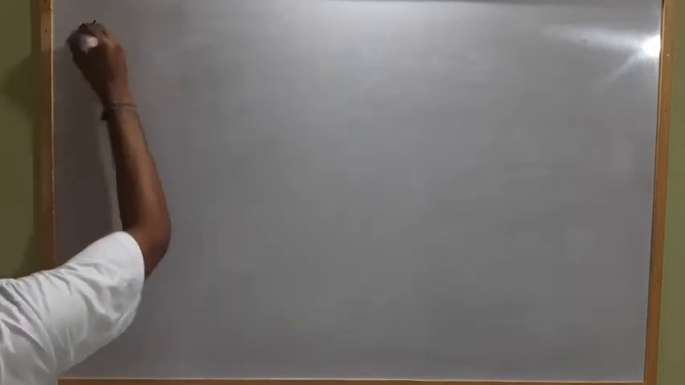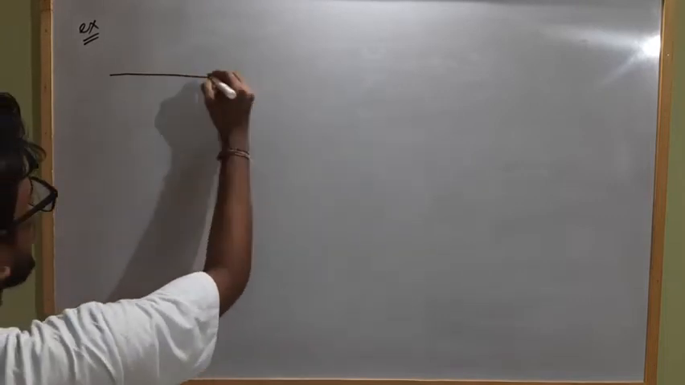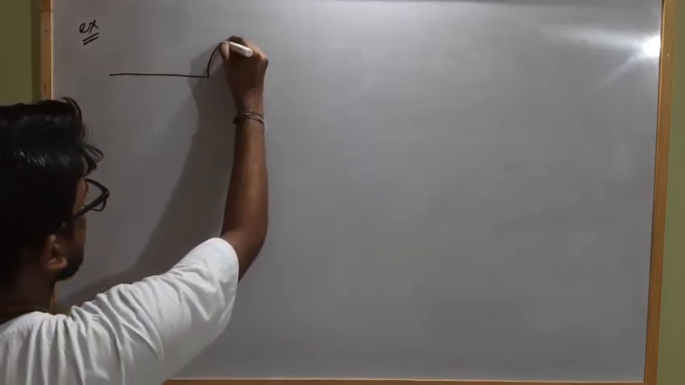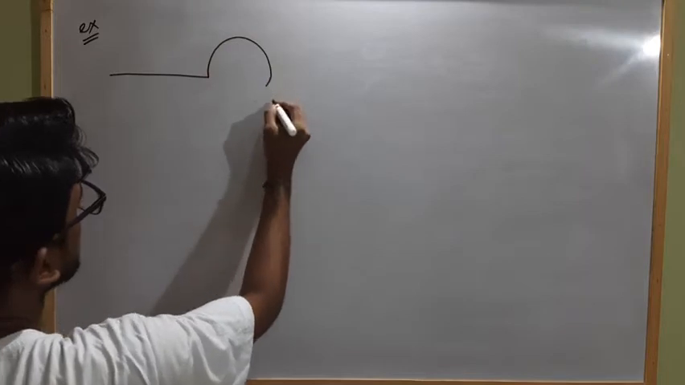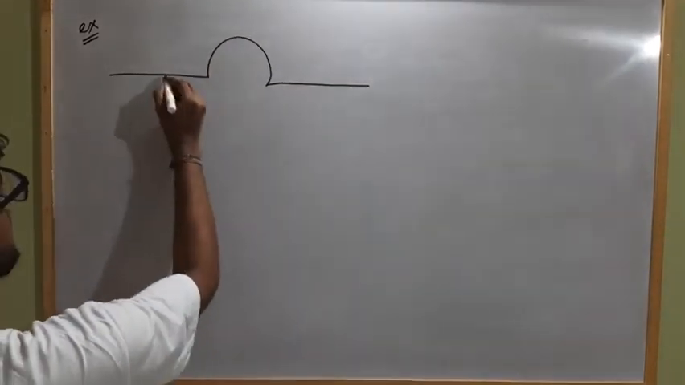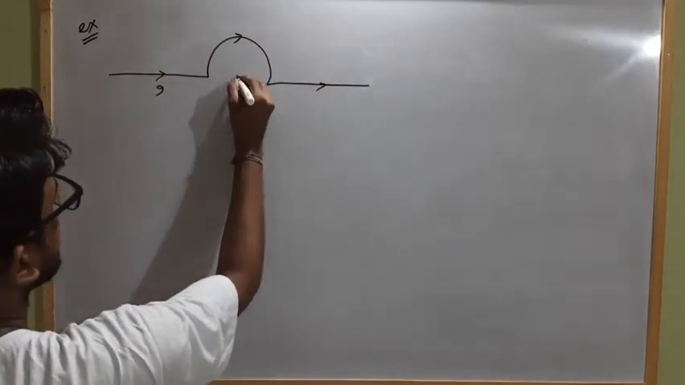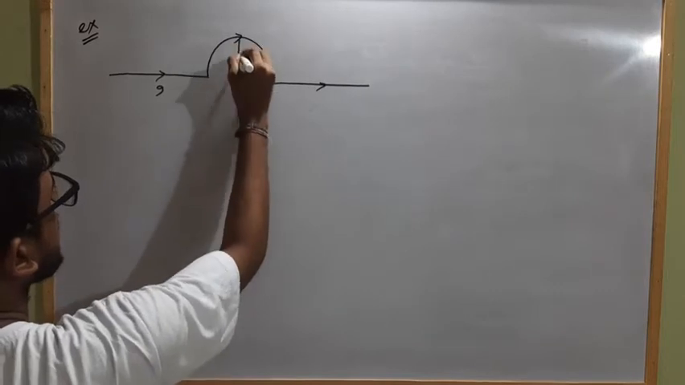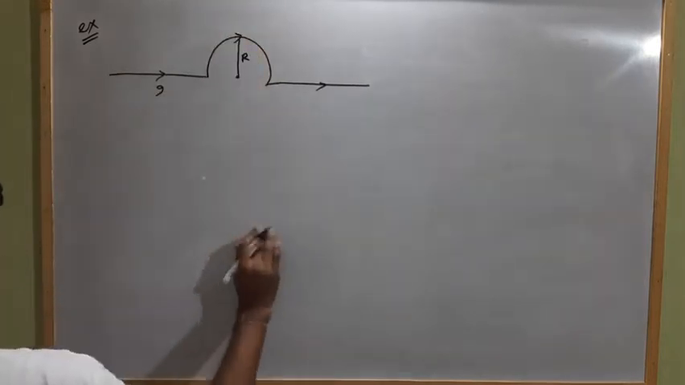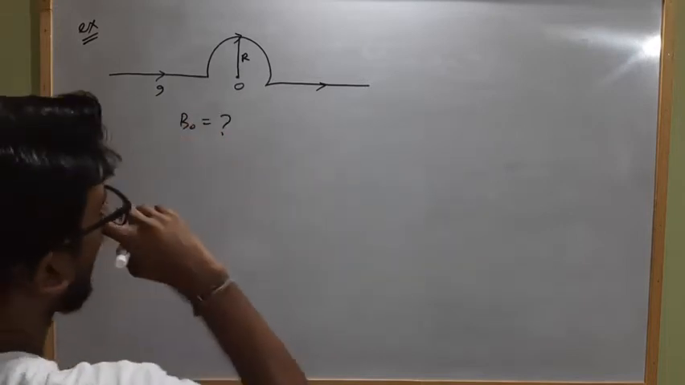So now let's do another example. The combination of straight wires and an arc. If this is a current carrying straight wire, this is a semicircular arc, and this is another current carrying wire, and the current flows like this. The radius of this arc is r. So what is the value of B at O?